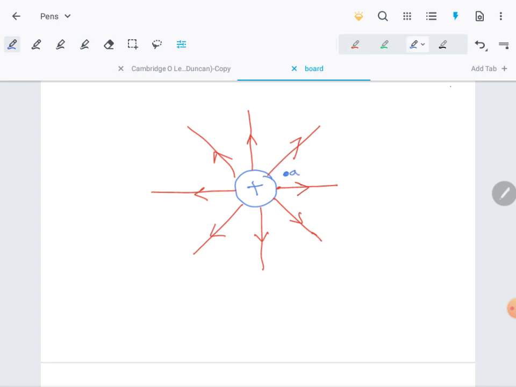Consider this point is called A and this point is called B. We can see that the electric field intensity at A, or the force acting on any test charge placed at A, is greater than the electric force acting on any test charge placed at B.